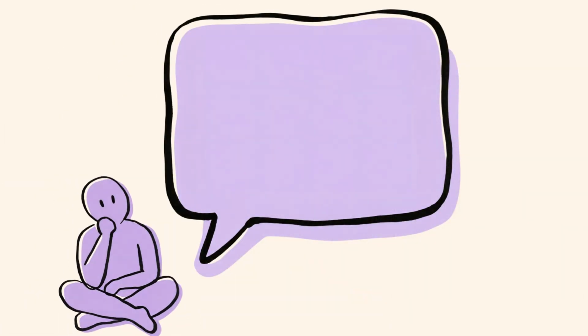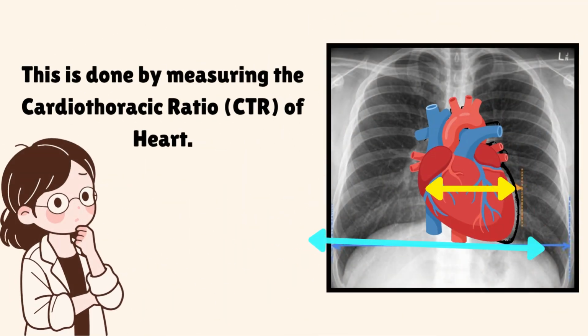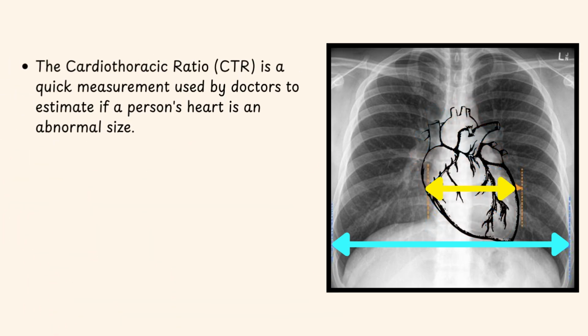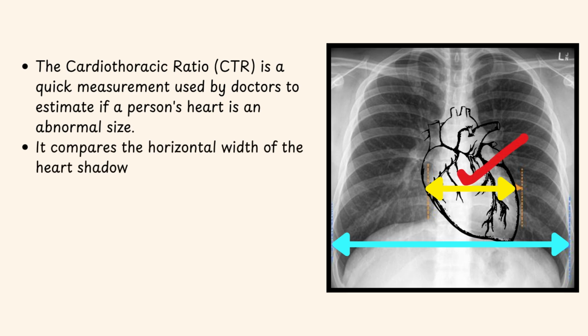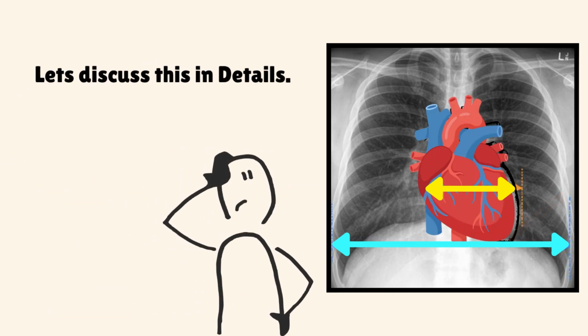In this lecture, we will learn how to measure size of the heart. This is done by measuring the cardiothoracic ratio of the heart. The cardiothoracic ratio is a quick measurement used by doctors to estimate if a person's heart is an abnormal size. It compares the horizontal width of the heart shadow to the maximum width of the inner chest cage on a standard chest X-ray. Let's discuss this in details.